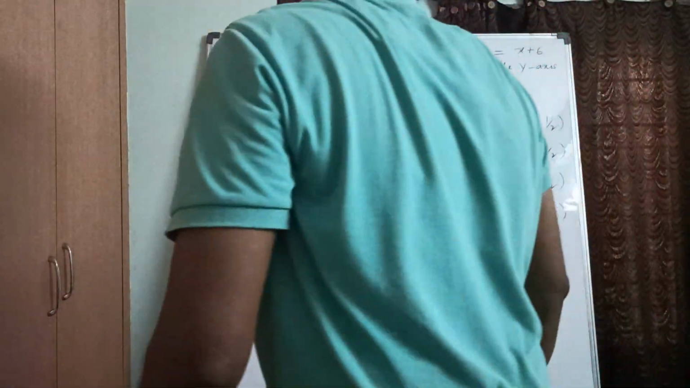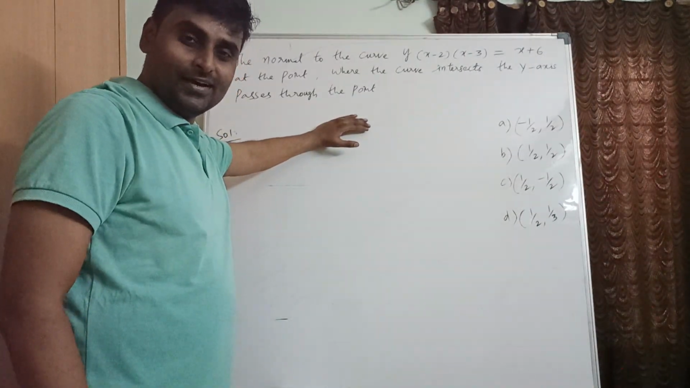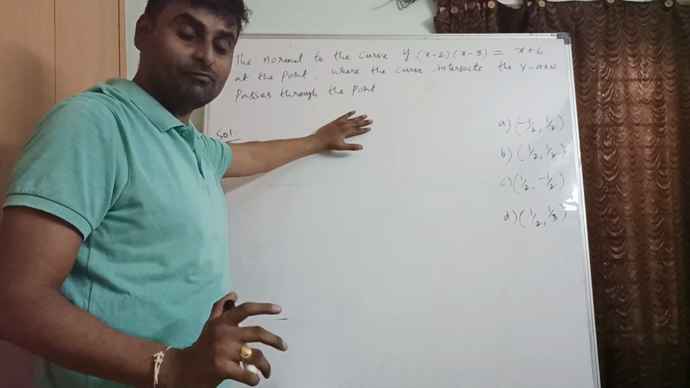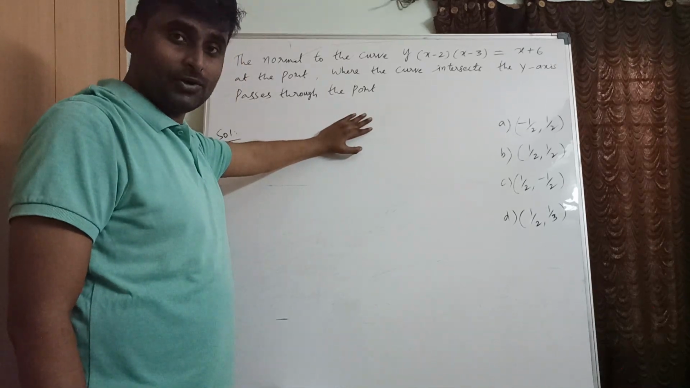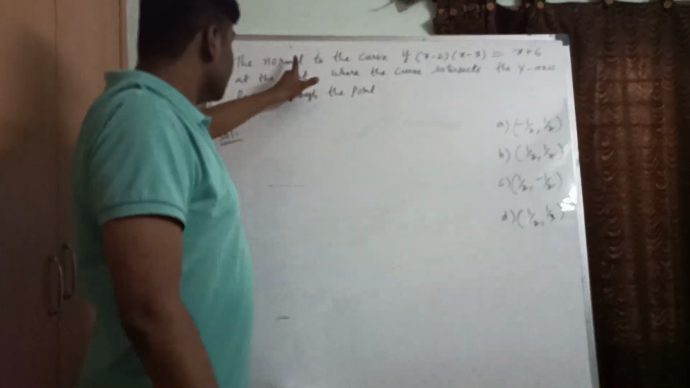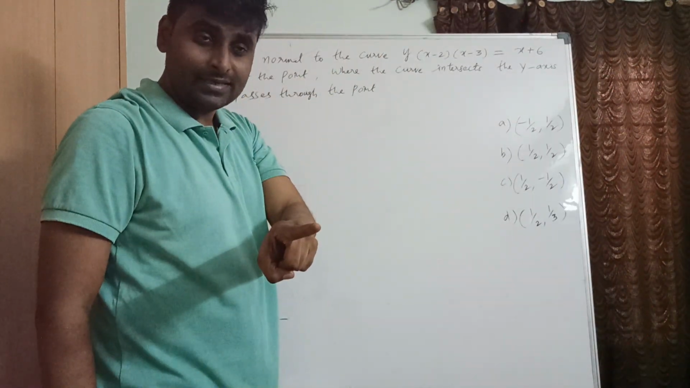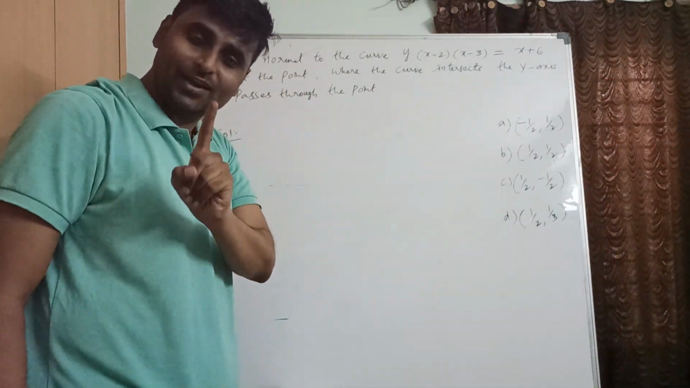Now let us look at this question. It's very easy. So first of all, our perception is very important. When you look at one question, once you understand the question, we can make it easy in solving, right? See here, the normal to the curve. First thing, we are finding the equation of normal. That normal is passing through which of these points? That's what we are going to find out.